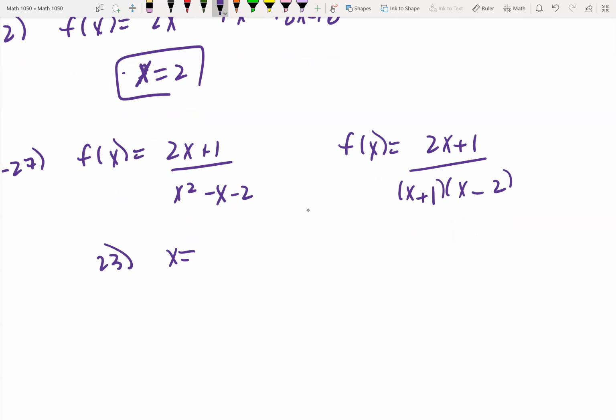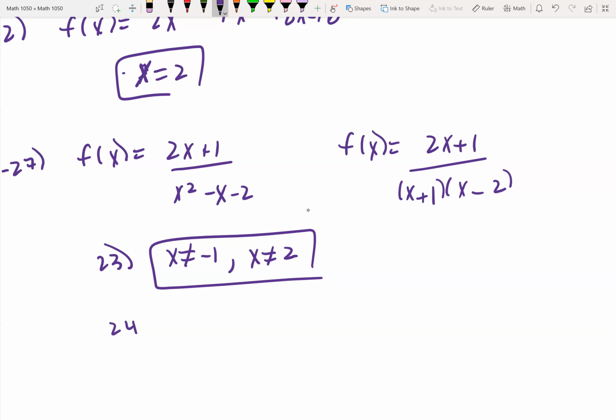Comes from the bottom. X cannot be negative 1. You must put a comma. X can be 2. That's how you have to write it. Question 24. X-intercepts, you let y be 0, which is the same as letting the top be a 0, and you get negative 1/2. 25, y-intercept, let x be a 0. If you do this, this goes away, this goes away, this goes away. So if x is a 0, y is also a negative 1/2.